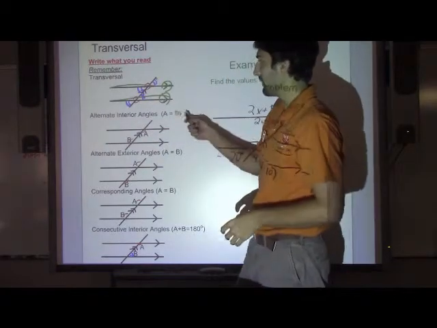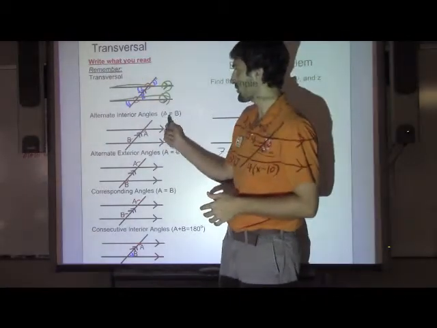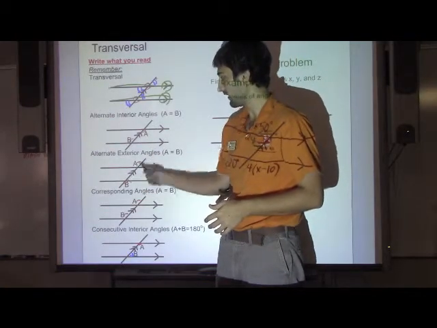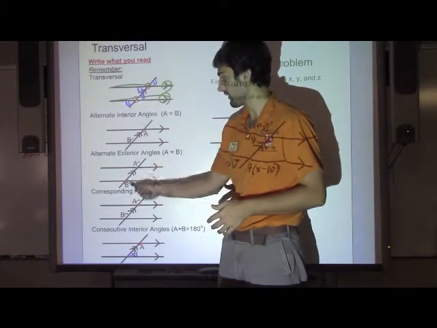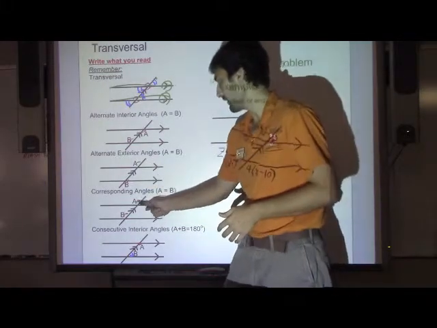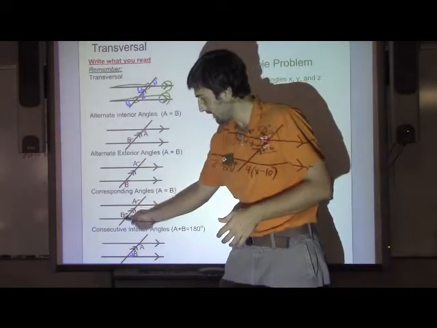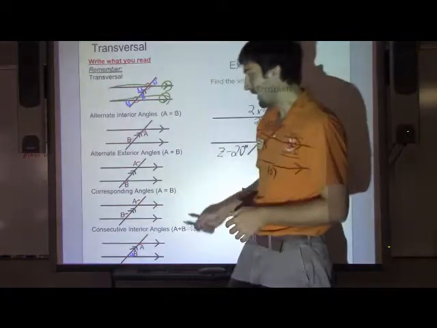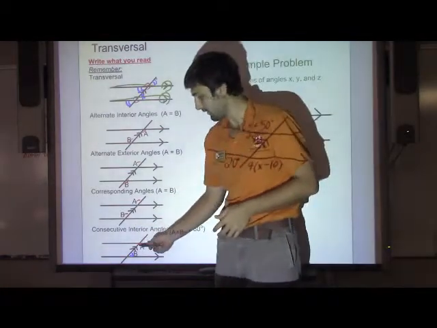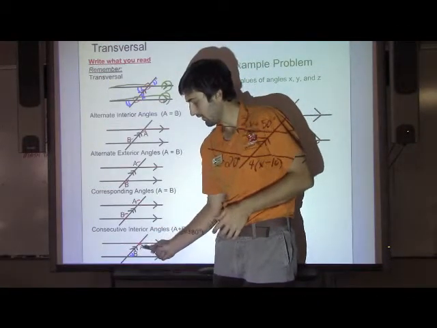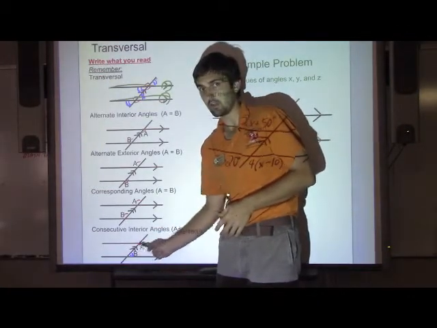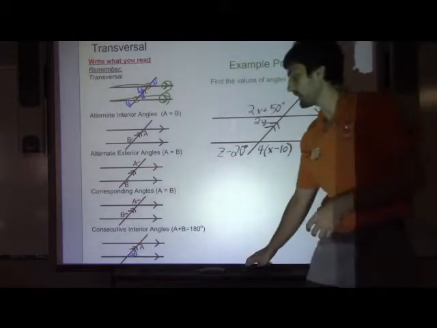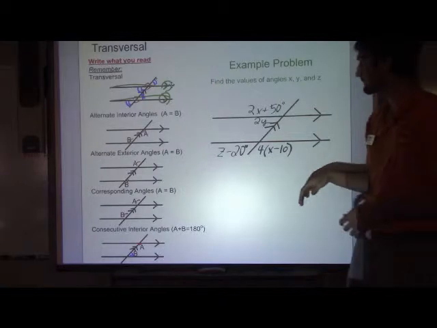Right? The postulates or theorems you need to know: the alternate interior angles, which means opposite sides are equal. Opposite sides on the outside are equal. Corresponding means that the angle on the inside and the angle on the outside that are on the same side match. So A is equal to B. And then consecutive interior means that two that are consecutive in a row add up to 180 degrees to make a linear pair.